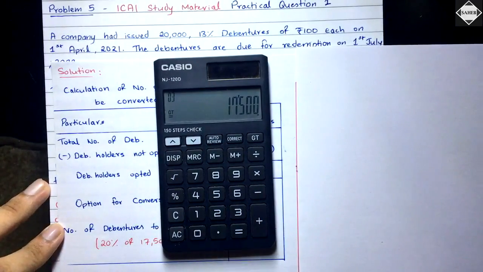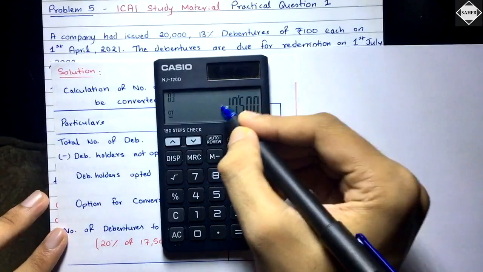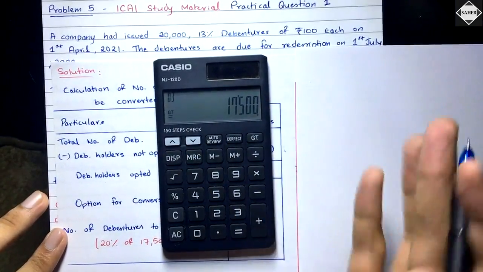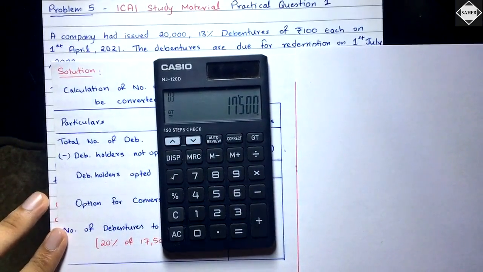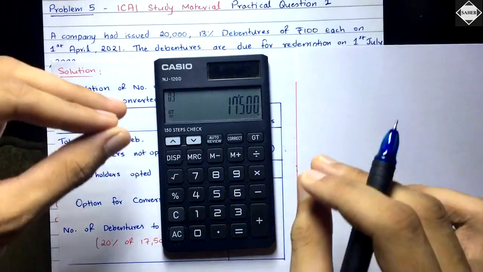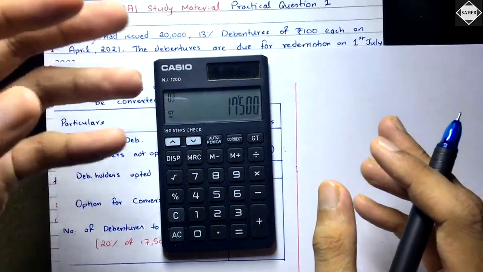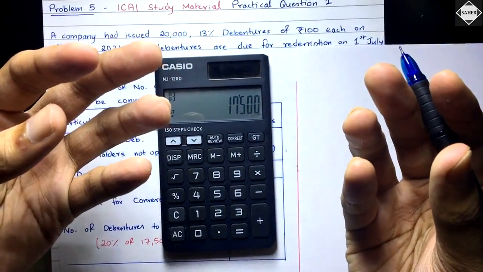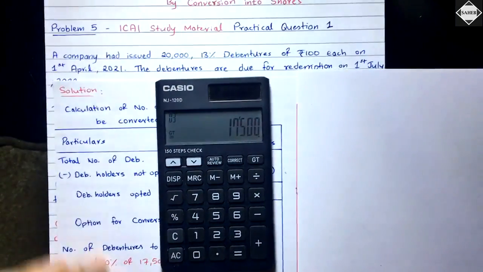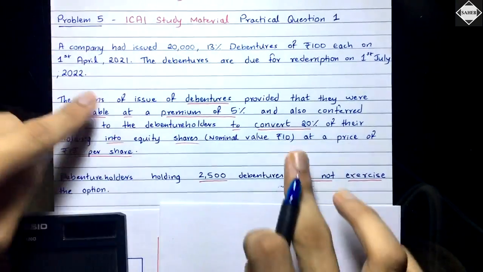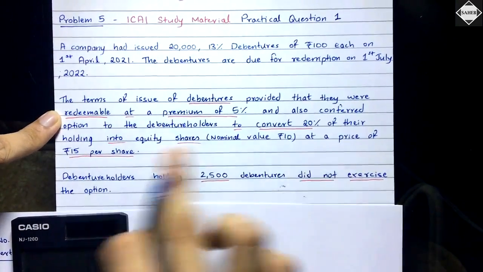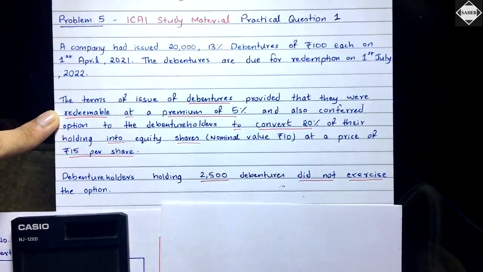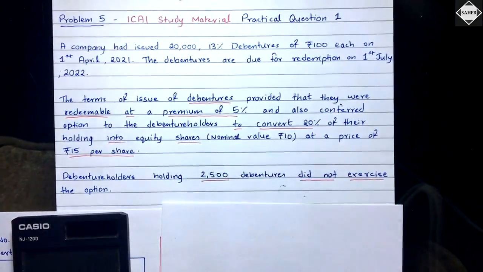But think carefully. Will the entire 17,500 be converted into equity shares? No, of course not. It is a portion. We are talking about PCDs over here, partly convertible debentures. Some of that will be non-convertible portion and some of that will be convertible portion. And here in the question, they are saying 20% is the convertible portion. See here, convert 20% of their holding. Understand this logically, 20% is convertible, 80% is non-convertible.